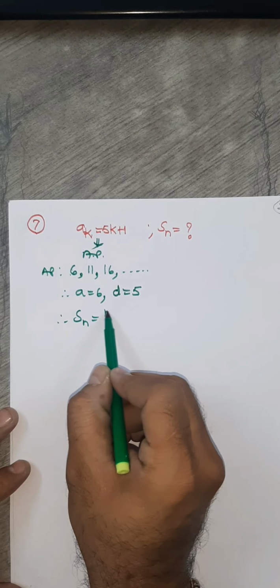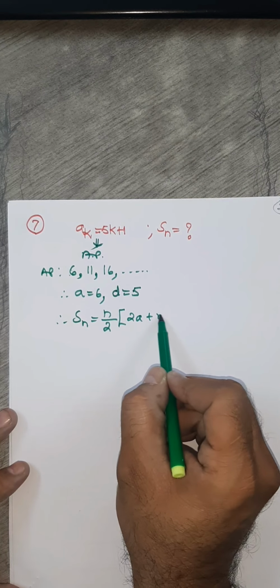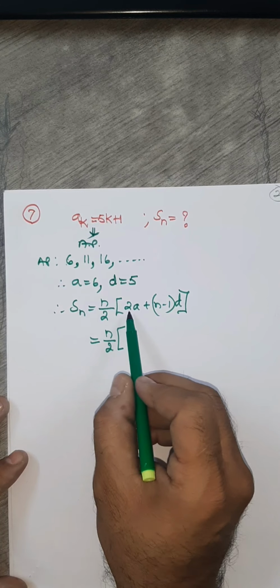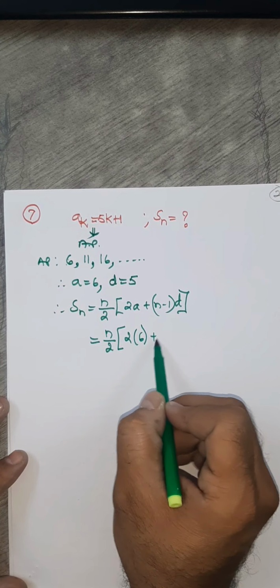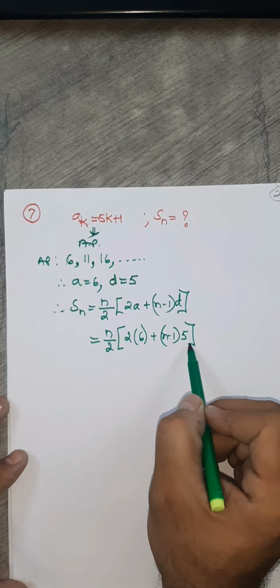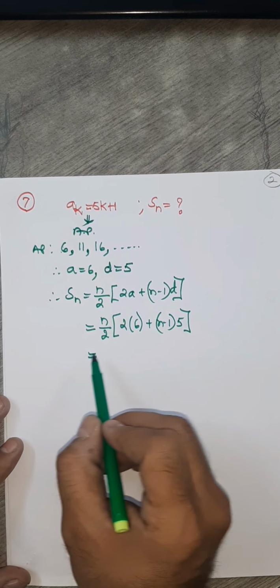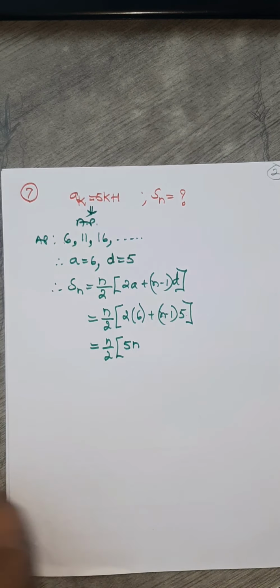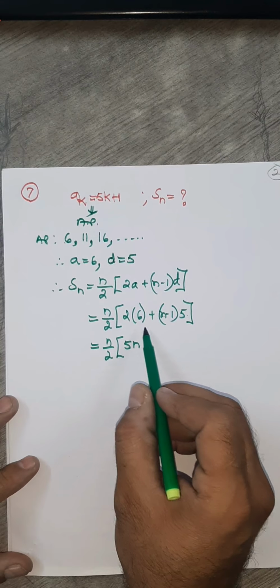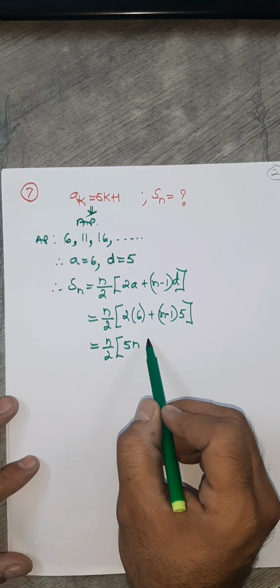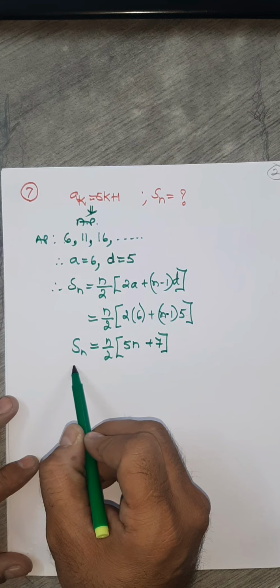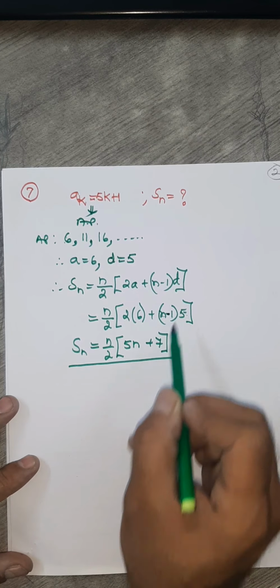So write the formula for Sn, which is n by 2, 2a plus n minus 1 into d. What is this n? As it is here, because you want the sum of the n terms. 2 into a, so 6. n as it is, n minus 1, d is how much? 5. So this is nothing but n by 2, 5n plus 12 minus 5, that is plus 7. So Sn is this: n by 2, 5n plus 7.